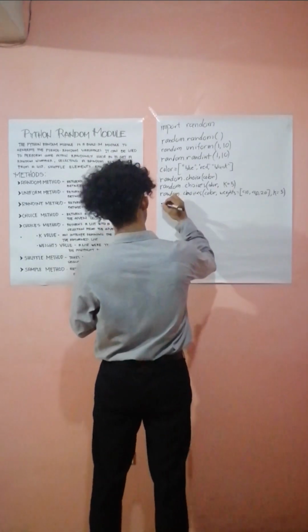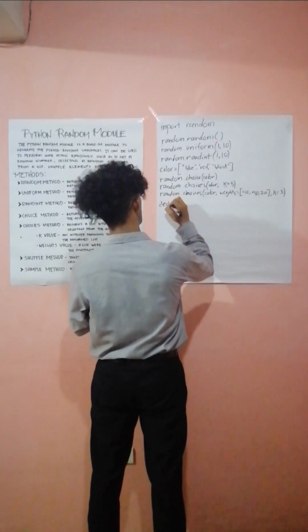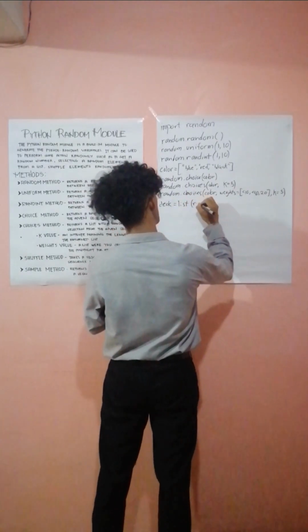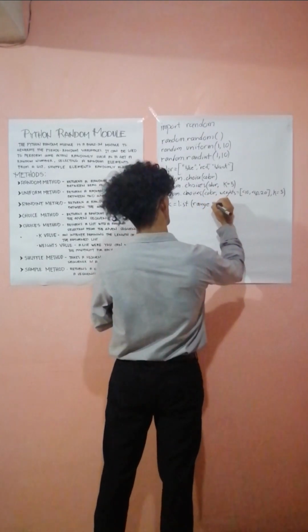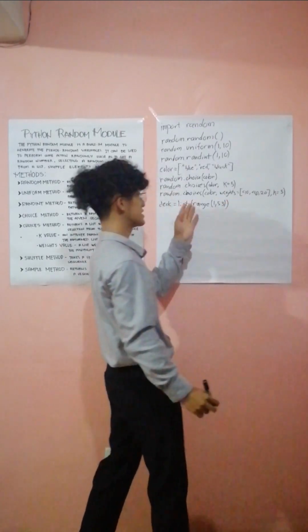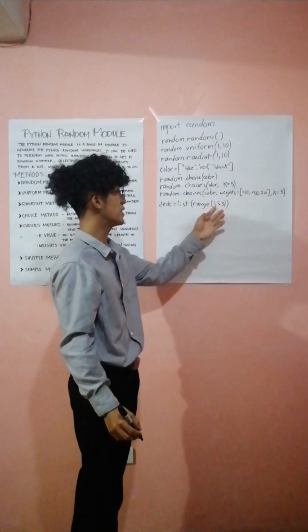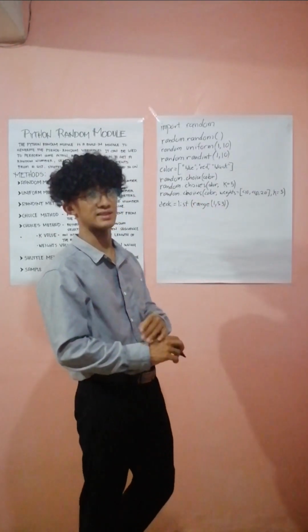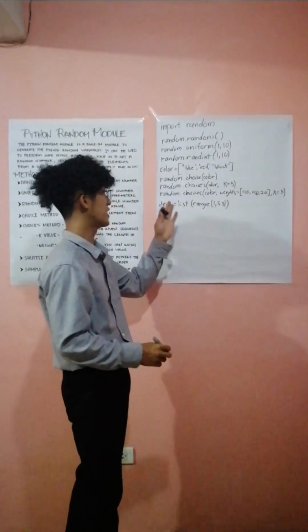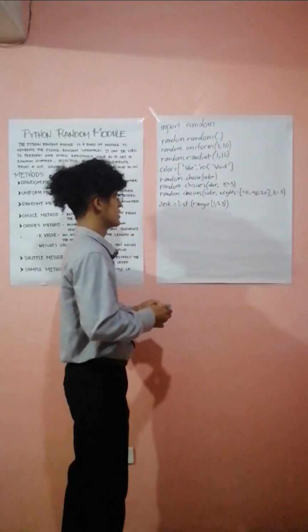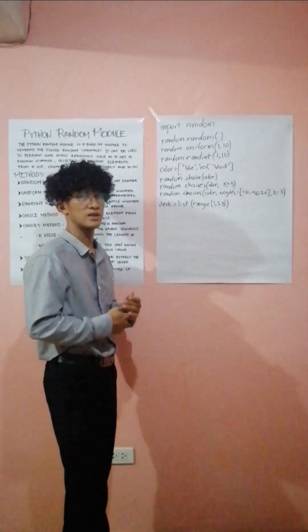But first, let us declare our deck. So let's say we have a variable deck equals, let's make it a list with a range of 1 to 53, because in a list, if we use range 1 to 53, it will only count 1 to 52. 53 is not included. So we have a deck, a list which has a range 1 to 53. So it has a 1 to 52 set of cards.